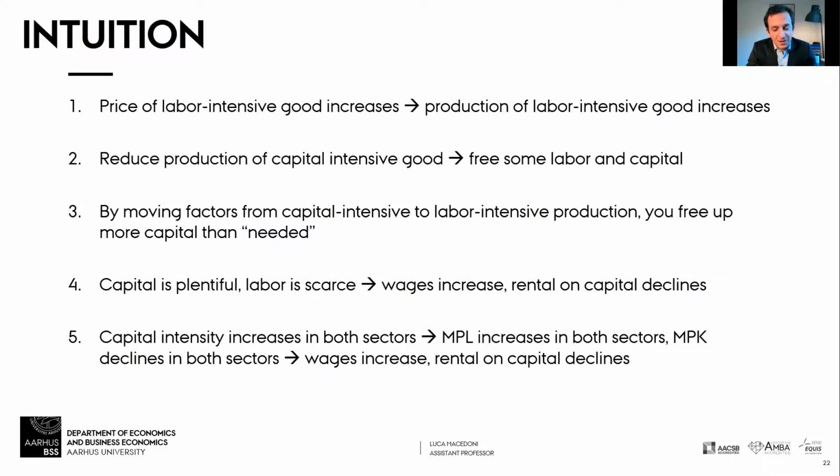And then you can think the same thing for industry 2. In industry 2, both capital and labor leave, but since industry 2 is capital intensive, there will be a larger move away of workers relative to machines. So even in industry 2, capital intensity will increase. Okay? So as you move workers and capital from the capital-intensive sector to the labor-intensive sector, capital intensity in both sectors increases.